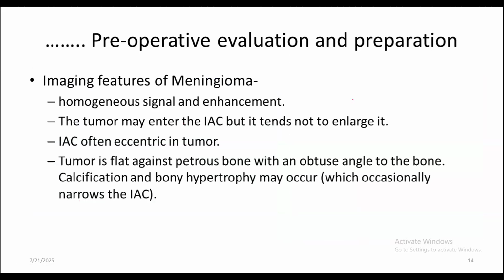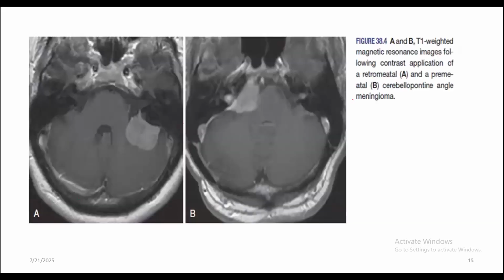For meningioma, usually it has a uniform contrast enhancement, and the tumor may enter the internal acoustic canal, but usually it does not enlarge it. And the tumor's appearance at the internal acoustic canal is usually an eccentric one. It usually calcifies, and there may also be hyperostosis of the internal acoustic canal, leading to narrowing of this canal, as opposed to widening when it is vestibular schwannoma.